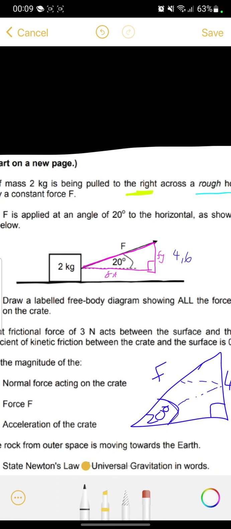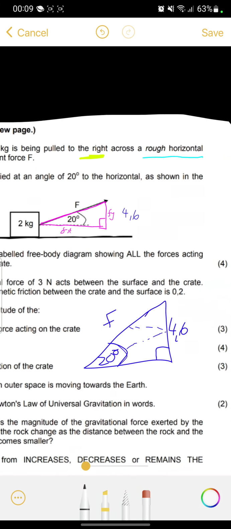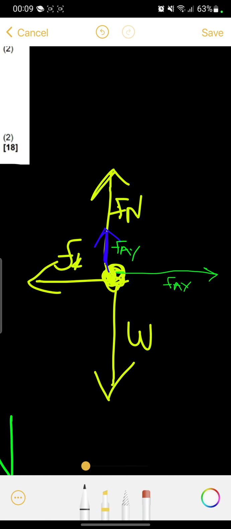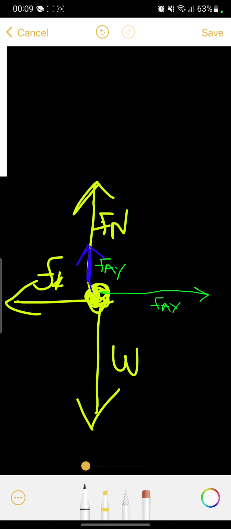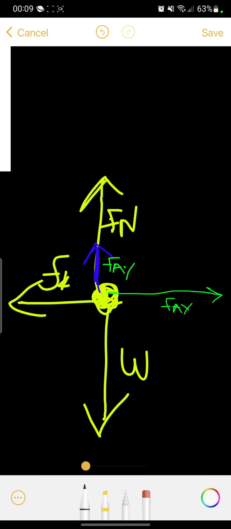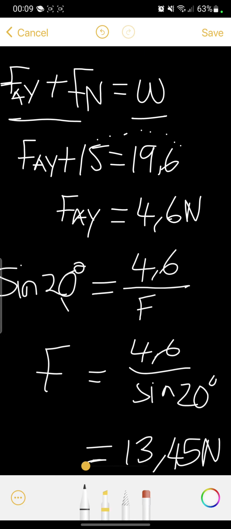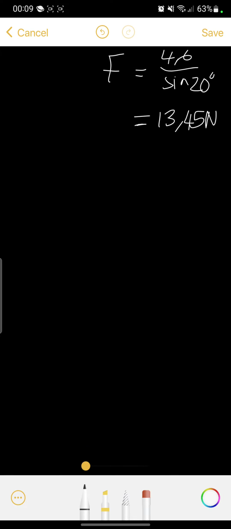So if we're trying to find acceleration, we need to consider only the forces that are horizontal. So the forces that are horizontal, let's go back to our free body diagram here. The forces that are horizontal here are Fk, which is our frictional force, which you've been given as 3 newtons, and the other one is Fax, which is the horizontal component of that F, which we've just calculated in the previous question. Those are the only forces that we'll consider, because acceleration is horizontal.